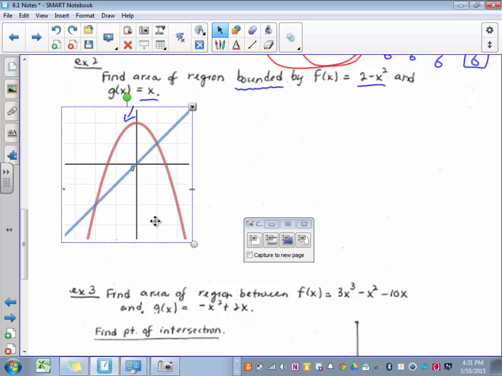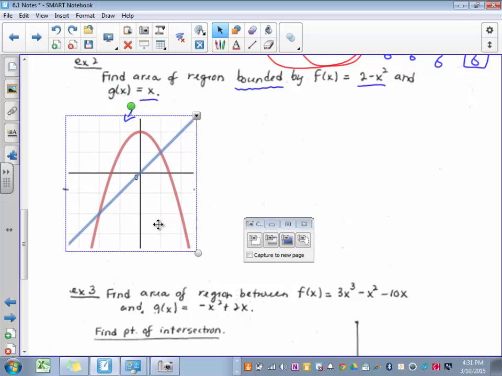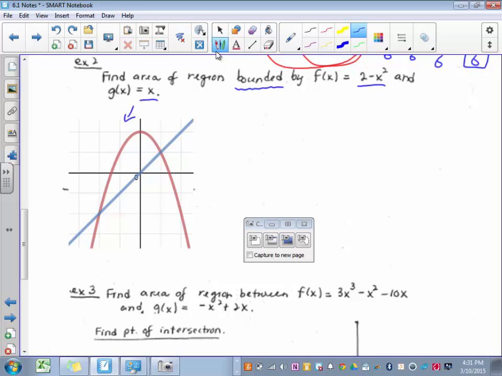Okay, so I got this graph here. I spent a lot of time graphing it. And now I'm going to take a look at this graph and think about it. I want to find the area of the region bounded by these two functions. The f of x, which looks like it's the top function, so I'll make that one red just to match my graph. And then the g of x, which looks like it's the bottom function, and that's blue. And that's this one right here. So now we want to find the region bounded by it. Well, that's just the region in between this, okay?